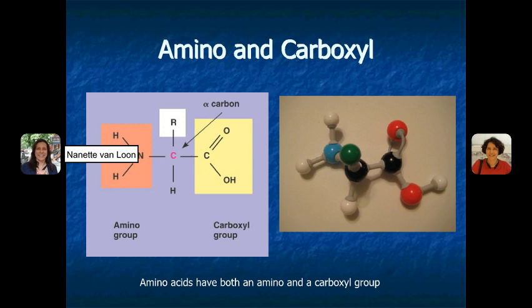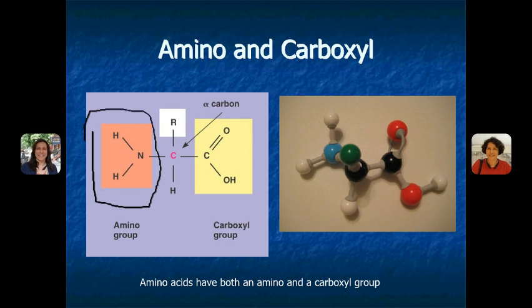Here's another representation of an amino acid, which is important in this part of the chapter because it has two of those functional groups that we've been looking at. The amino acid has both an amino group and a carboxyl group. Then there is a hydrogen atom and a group called an R or radical group, and all of them are connected to a central carbon atom that is known as the alpha carbon.